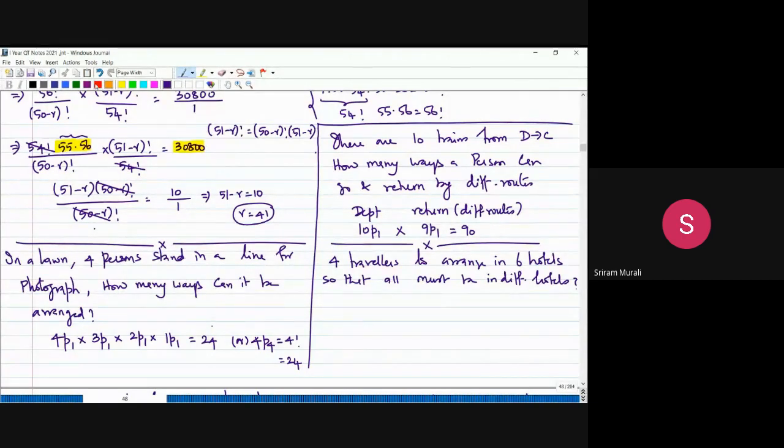4 travelers are there. They are arranging in 6 hotels. You know, 6 hotels, 4 travelers. What is the condition? That all must be in different hotels. All must be in different hotels means, there are 6 hotels, I take any hotel, you bring one person. I don't know which person is going to get into which hotel. As long as you don't know, it is 6P1 ways, it can be exercised.